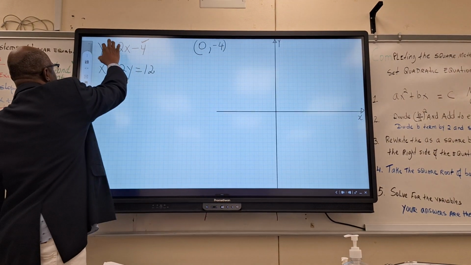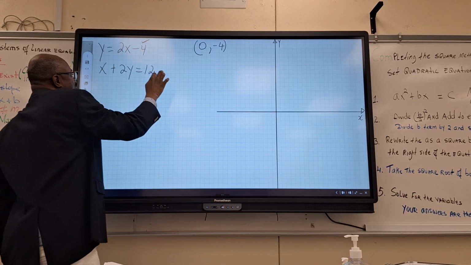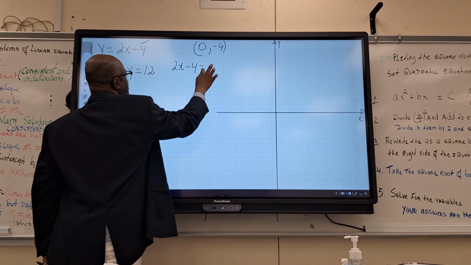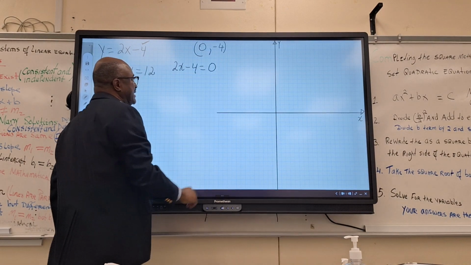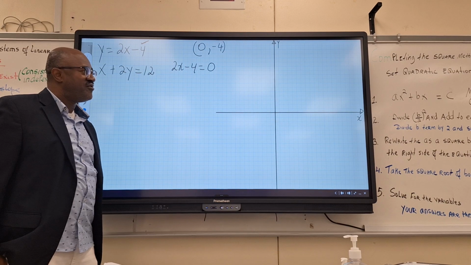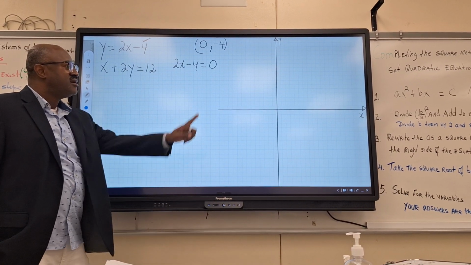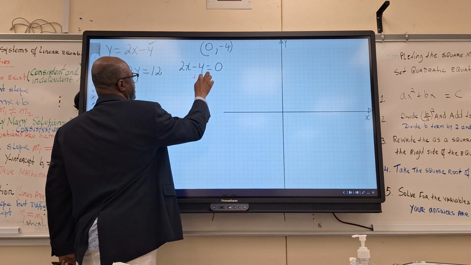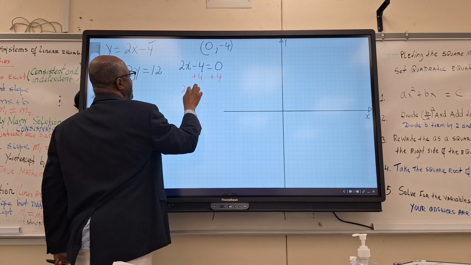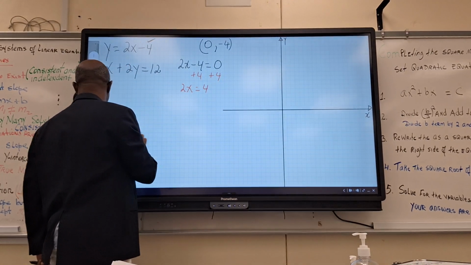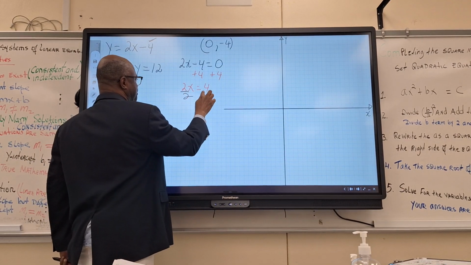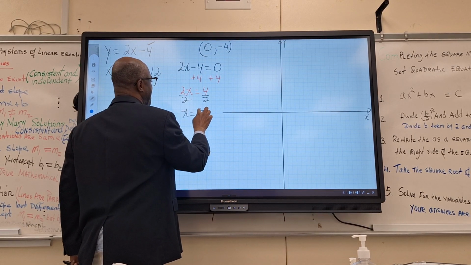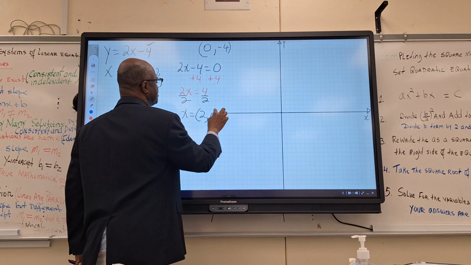I'm going to substitute 0 for y. So my new equation will be 2x minus 4 is equal to 0. Then I'm going to solve for x. So add 4, and you add 4 to this side. Then I will have 2x is equal to 4. How will I find x? Divide by 2. In this case, x is 2. That's my x-intercept. When x is 2, y is 0.